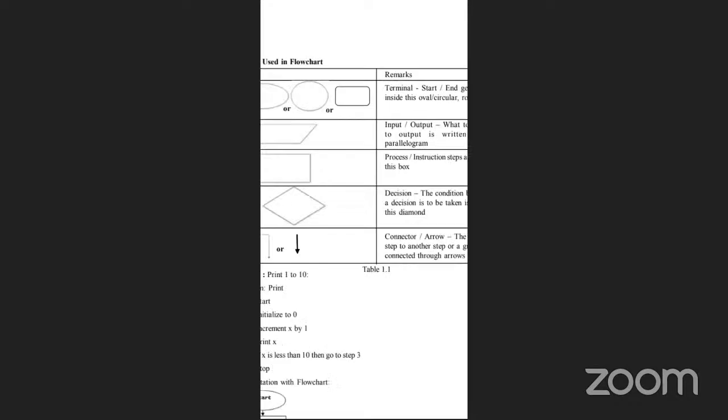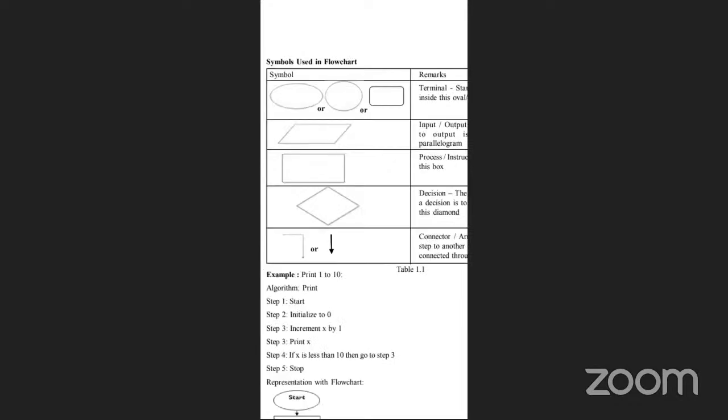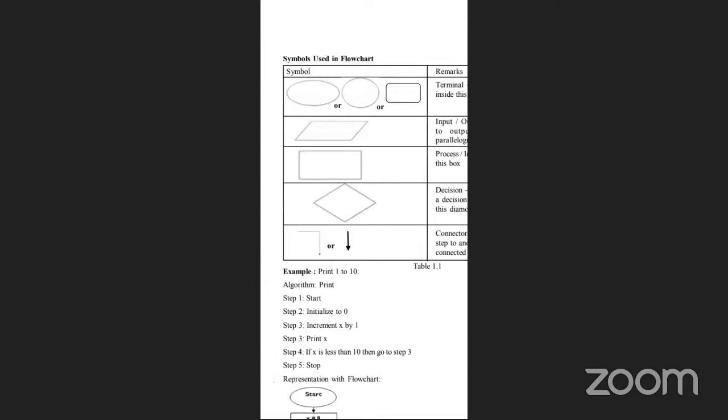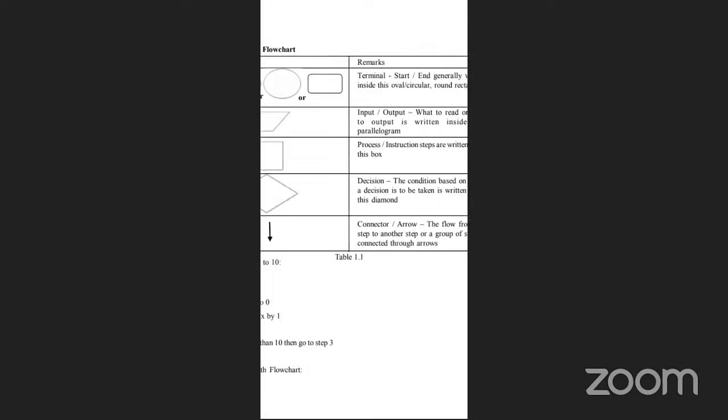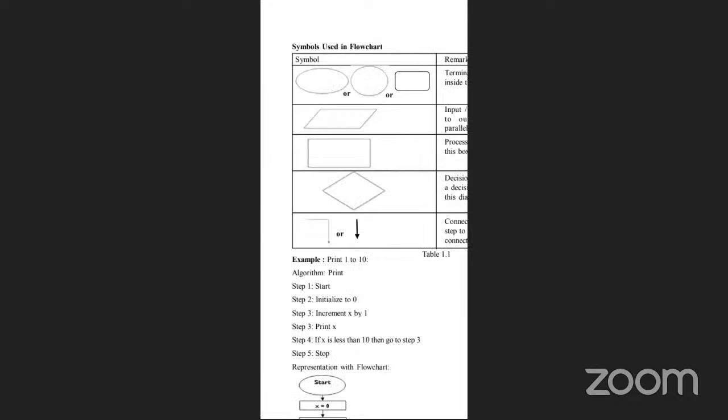Parallelogram: what to read or what to output is written inside the parallelogram. Process: instruction steps can be written inside the rectangular box. Diamond: the decision, based on which the next step is taken, is written inside the diamond. Next, the connector, which is the arrow.